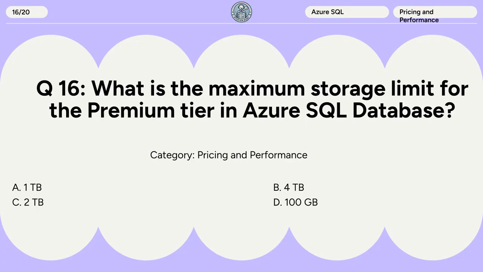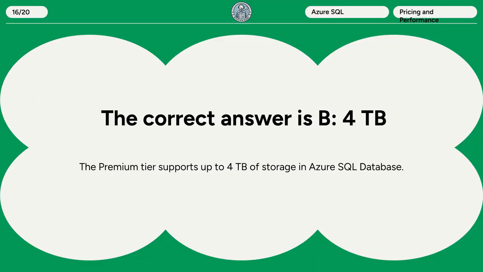Question 16. What is the maximum storage limit for the premium tier in Azure SQL database? A. 1 terabyte. B. 4 terabytes. C. 2 terabytes. D. 100 gigabytes. The correct answer is B. 4 terabytes. The premium tier supports up to 4 terabytes of storage in Azure SQL database.